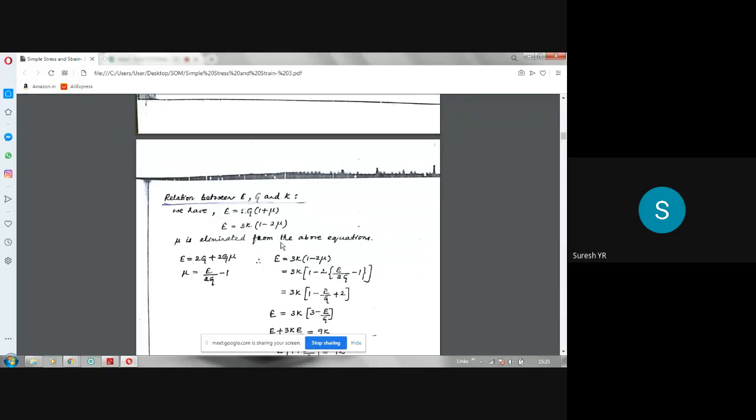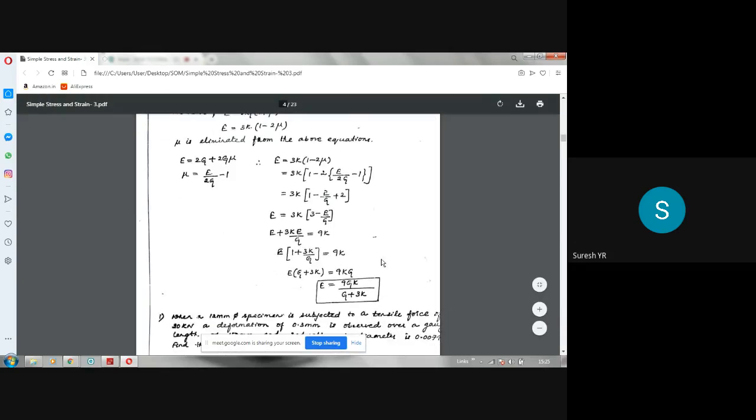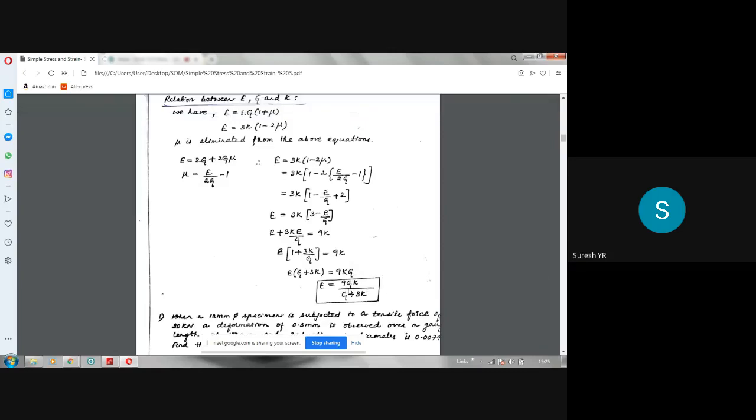Now take the second equation, E is equal to 3K into 1 minus 2 mu. Substitute for mu here in terms of this. In the place of mu, you put E divided by 2G minus 1 and try to simplify that. The second and third derivations are very simple. If you go on simplifying, I have done it, you will finally get an expression like this: E is equal to 9GK divided by G plus 3K, or 3K plus G.